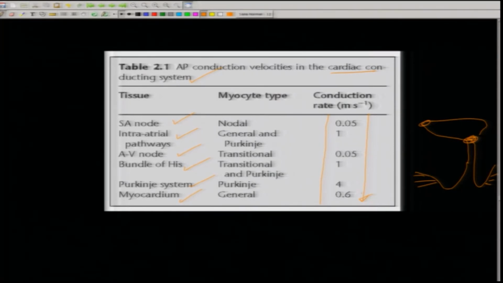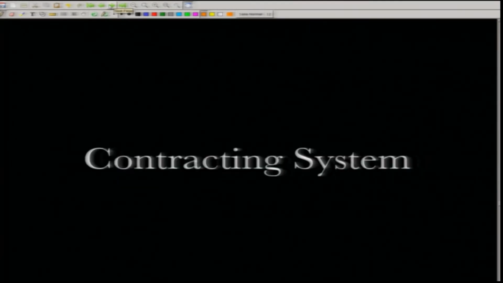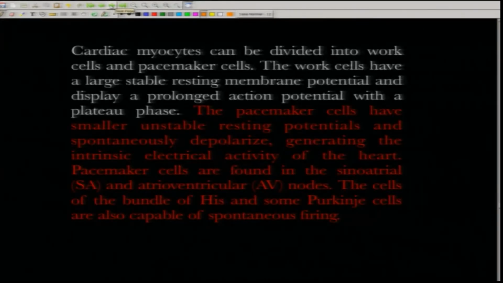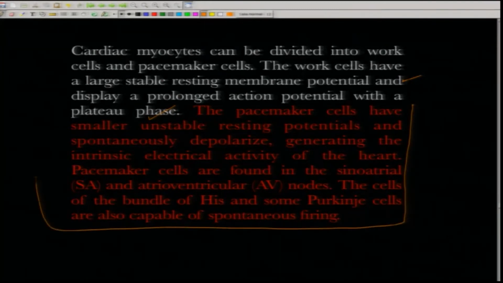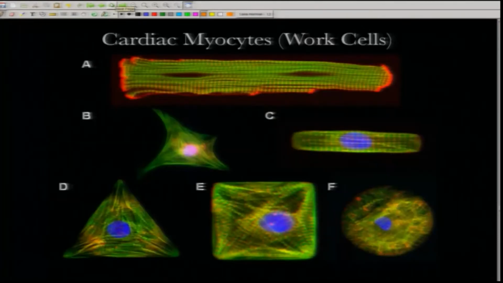Next, action potential of cardiac myocyte. Now, comparison, that is a contractile system. Cardiac myocyte can be divided into work cells and pacemaker cells. The work cells have the large stable resting membrane potential and display prolonged action potential with plateau phase. On the contrary, the pacemaker cells have an unstable resting membrane potential. We have already talked about it, you can read through it and that will be helpful. Now, this is how the cardiac myocyte cells look like, with all these striations. They look really beautiful, and these are in a dish how they look like.